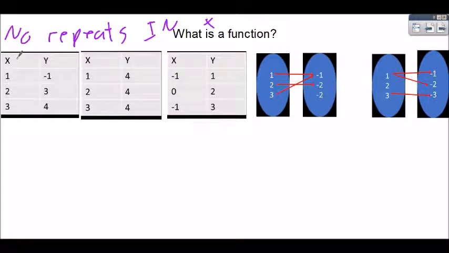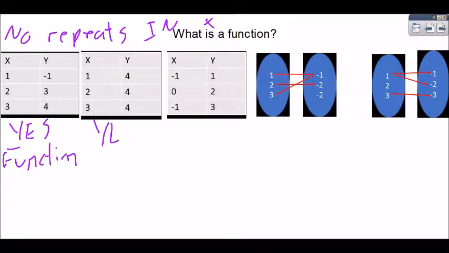So let's look at this first example. I have 1, 2, 3, negative 1, 3, 4. I have no repeats in this x, so we would say, yes, it's a function. Second example, I have 1, 2, 3, and 4, 4, 4. It's okay if y has multiple outputs that are the same, but we just can't have any repeats in x. So this is also a function. My third example, I have no repeats in y, but that doesn't matter. What matters is I have a repeat of x at negative 1, so we would say this is not a function.